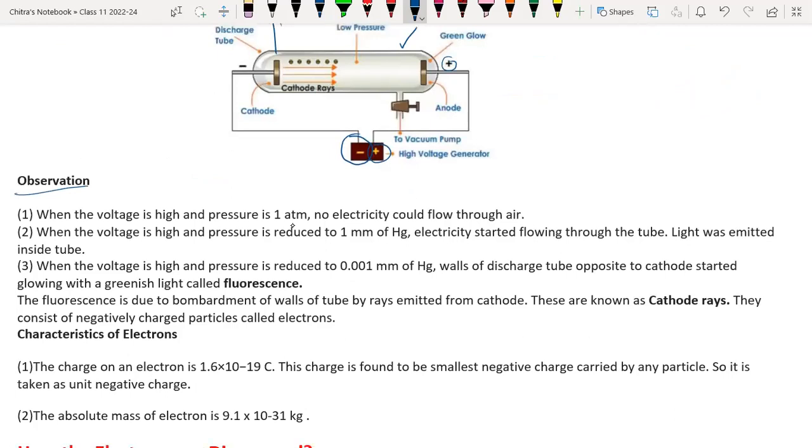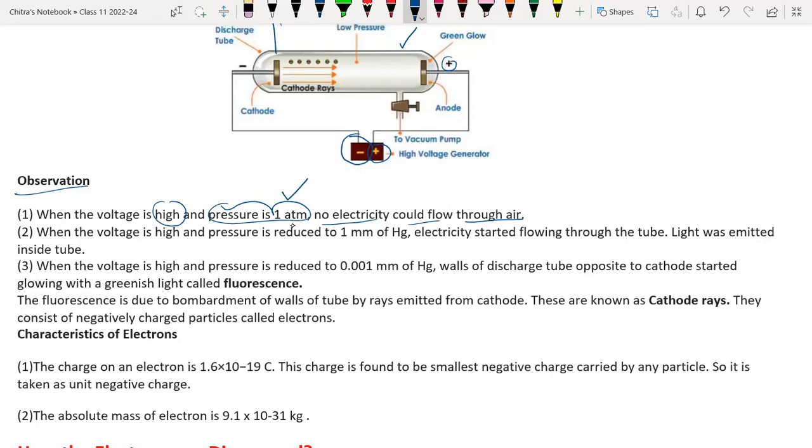First point: when the voltage is high and the pressure is 1 atm, he performed the experiment at different pressures. So first he performed the experiment at 1 atm. No electricity could flow through the air. There was no electricity flowing through the air.